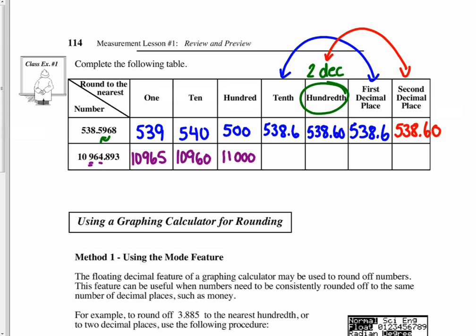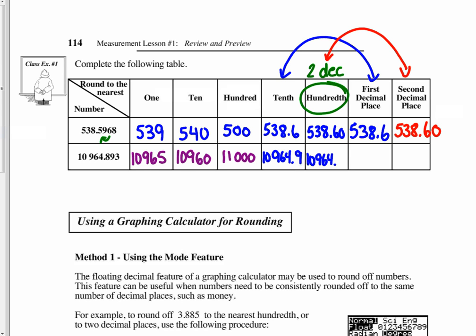Nearest 1 decimal place. 10,964.9. 10,964 point. For 2 decimal places? Is it 90? Remember before the 9. Does a 3 round the 9?